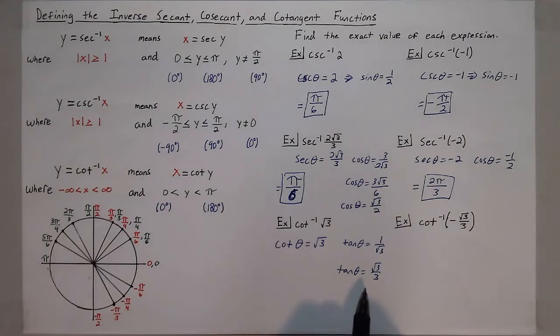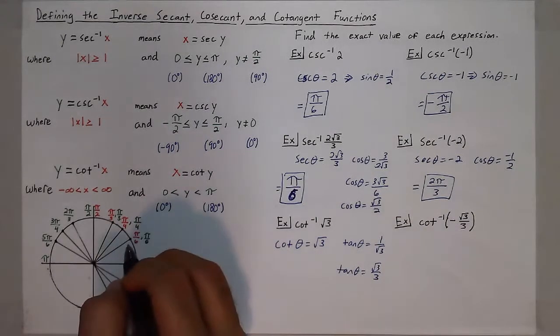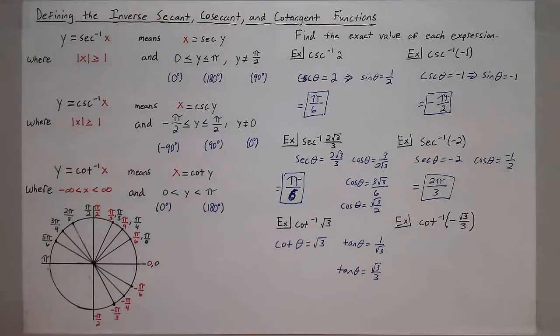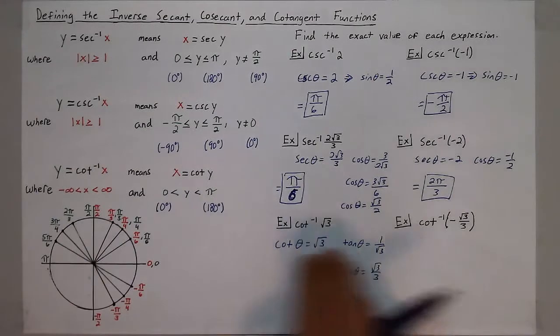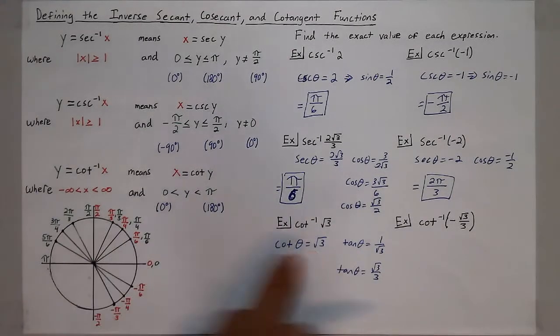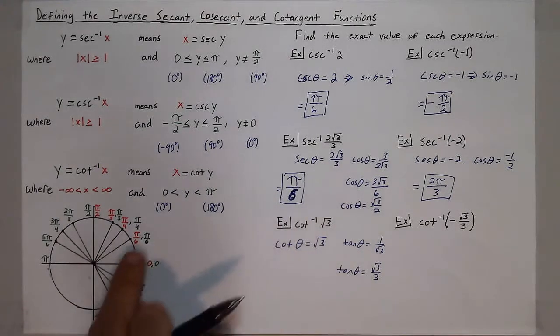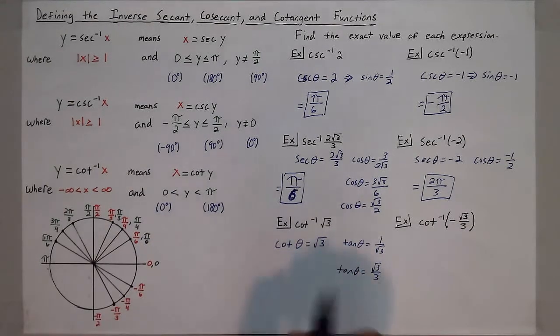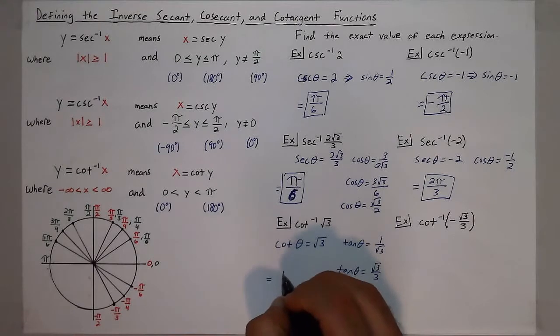Now this happens at pi over 6. Oh, sorry, yeah, pi over 6 for tangent, which means that its reciprocal, cotangent of pi over 6, should be square root of 3. And pi over 6 is in the range of both functions, so it works out just fine. So the answer is pi over 6.